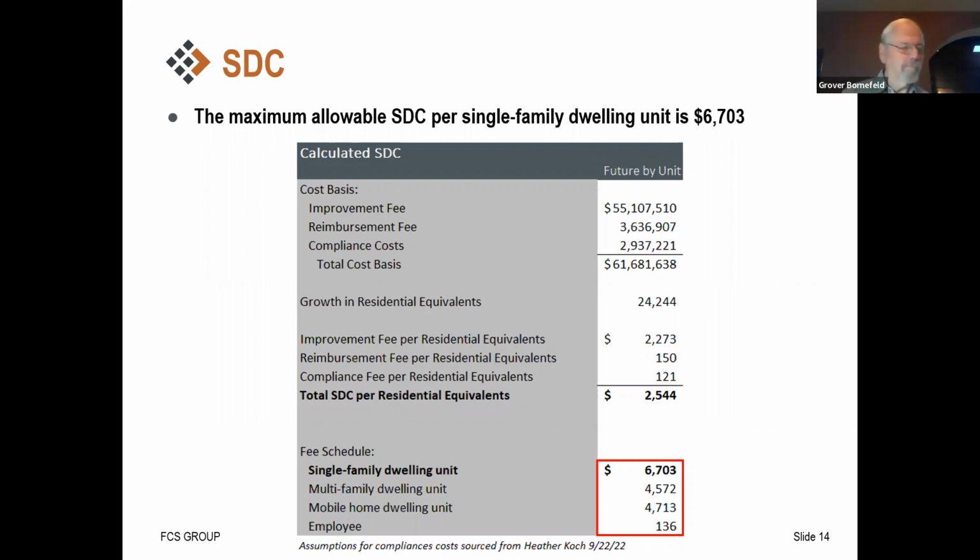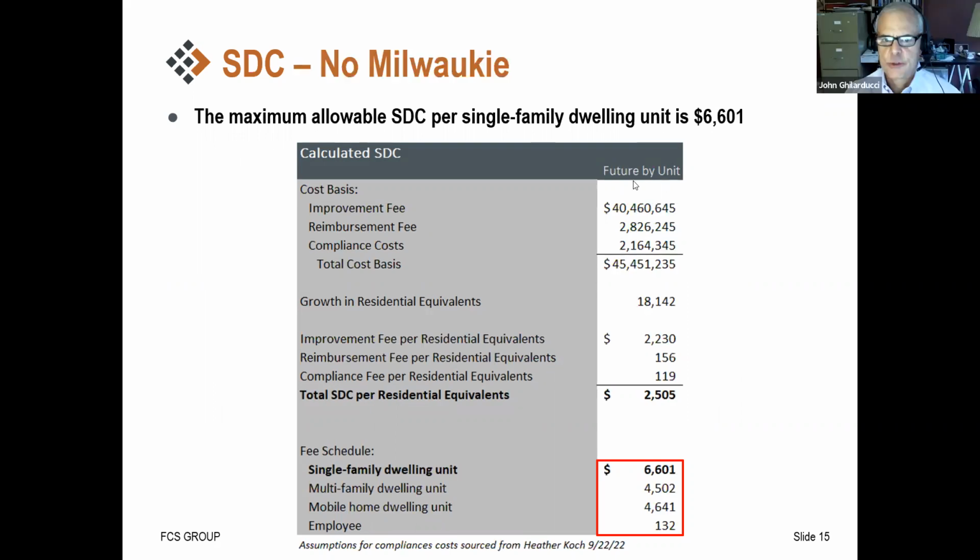Okay, so the no Milwaukee scenario, you'll notice that the improvement fee basis has been reduced. And one of the things we know is that number should have come down more. So this number is going to change, but it's our initial cut, divided by growth in residential equivalents. That's changed as well, because now we're not including growth in that service area.